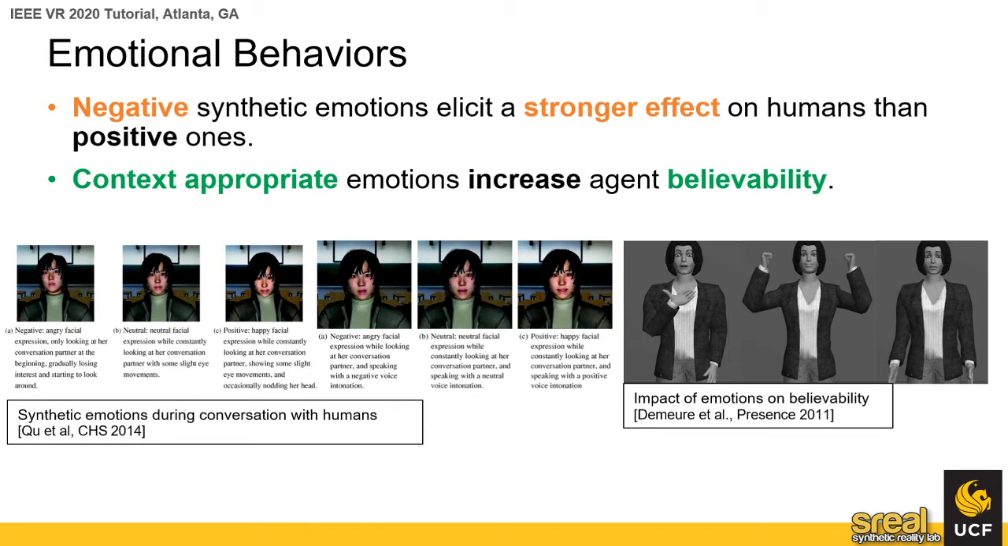Virtual humans' emotions can impact the users themselves and their perception of the virtual human. For example, virtual humans exhibiting negative emotions have stronger effects on the users than the positive emotions. And when this emotional behavior is appropriate in the context, the users perceive the virtual human is more believable.